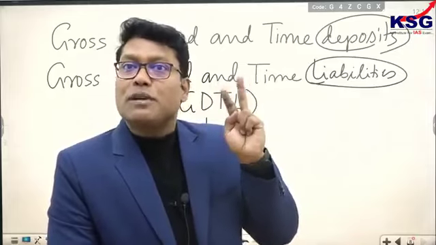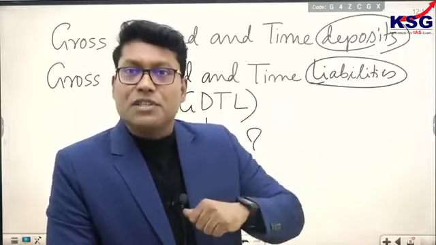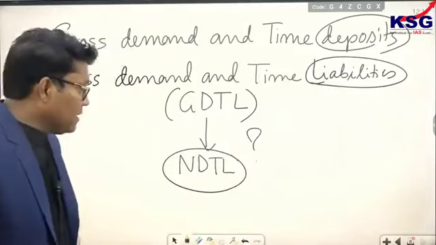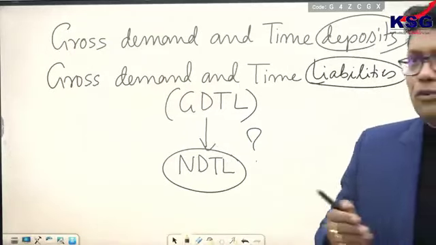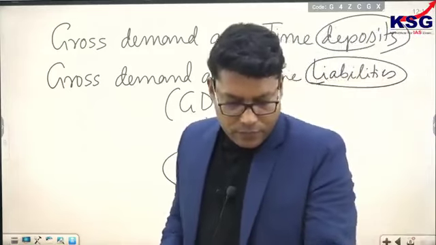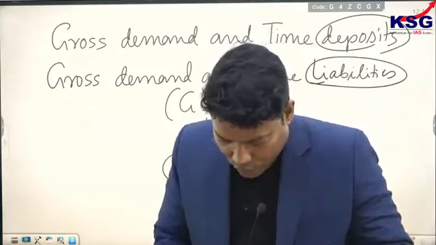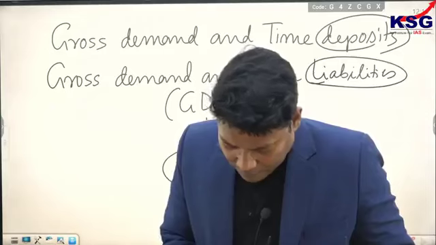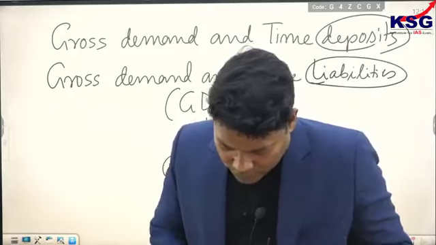So you have to understand these two terms in this way. Asset means you are claiming; liability means something which is with you but is others' claim. On the basis of this we are discussing. Clear, dear? So how can you get from GDTL to NDTL? How can you go from this to this? One question you asked is related to that, so let me clear it.